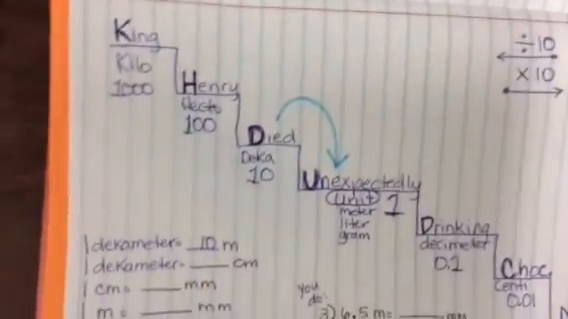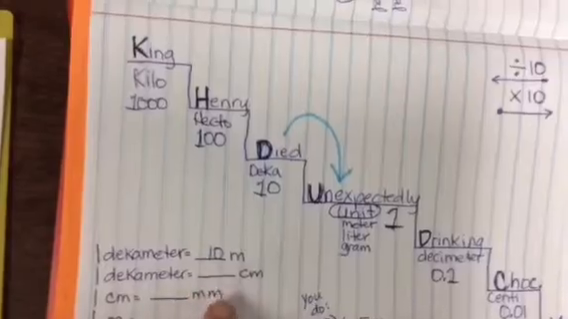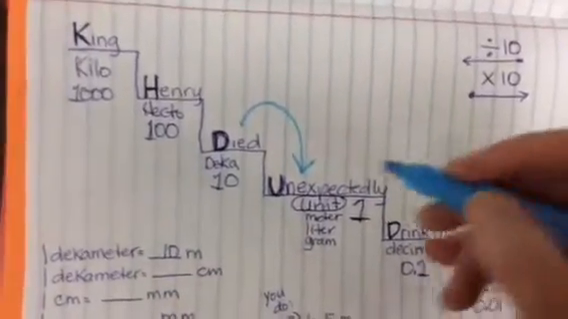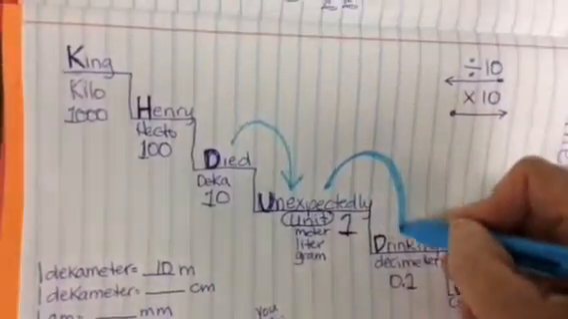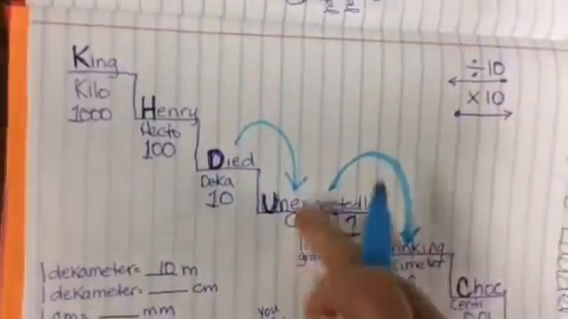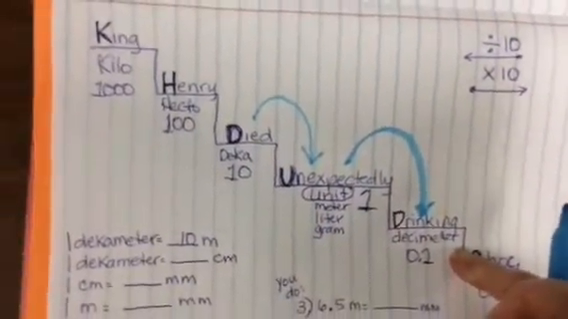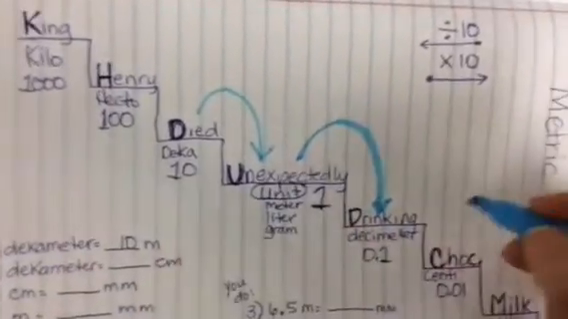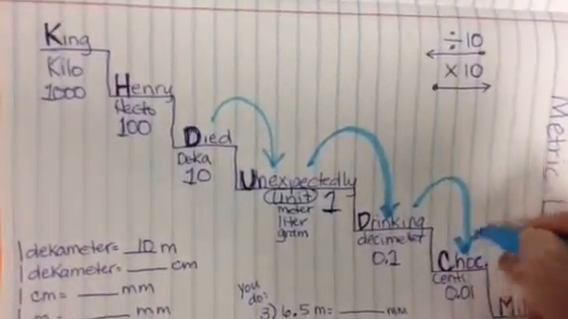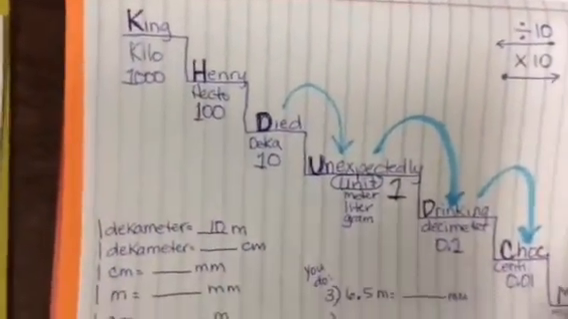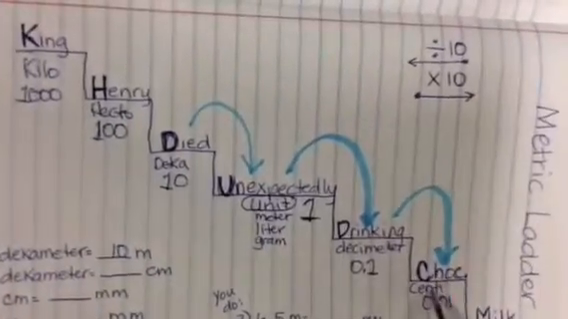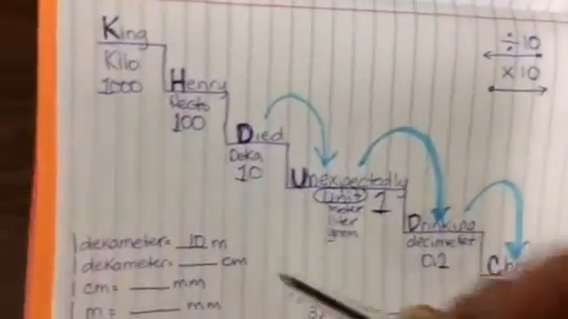Okay, but what if we have a question that says 1 decameter is how many centimeters? So I'm going to go from decameter to the unit, from the unit to the decimeter, but I want centimeters, so I got to go all the way down to centimeters. So 10 times 10 times 10 is 1,000. So there are 1,000 centimeters in 1 decameter.